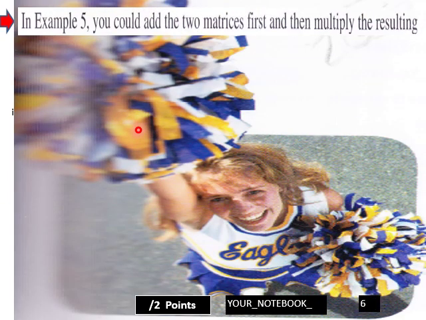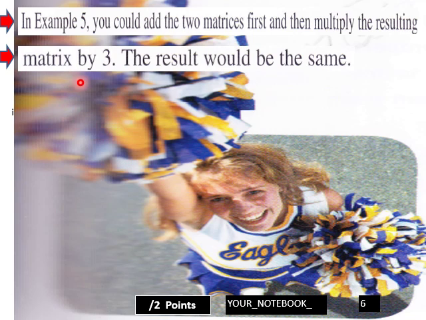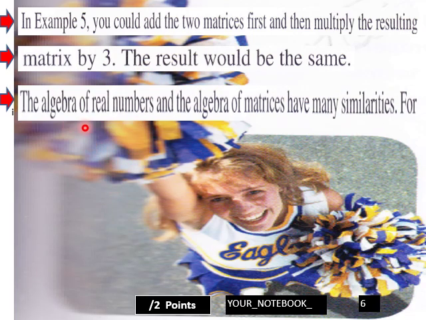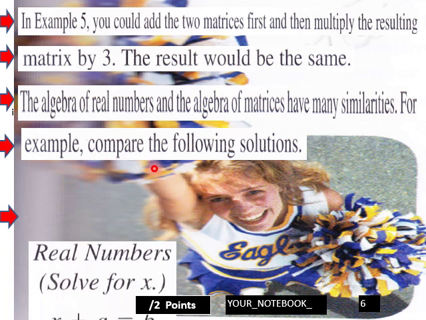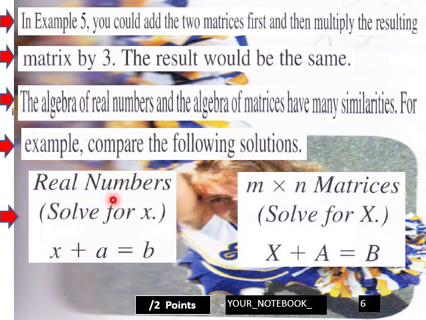Okay, moving on now. In example 5, you could add the two matrices first and then multiply the resulting matrix by 3. The result would be the same. The algebra of real numbers and the algebra of matrices have many similarities. For example, compare the following solutions. Now, real numbers solve for x, and then m times n matrices solve for x.